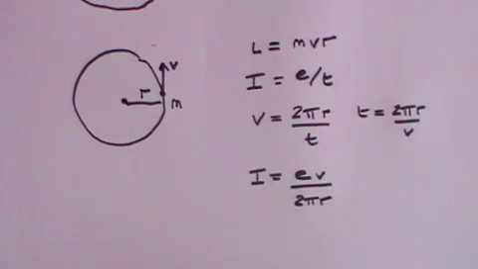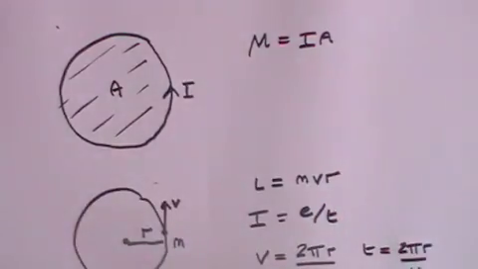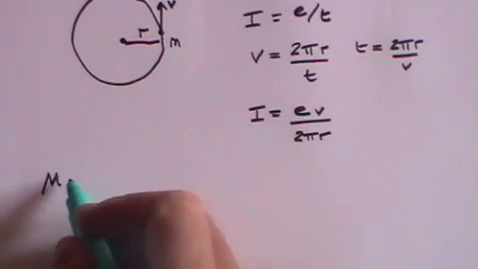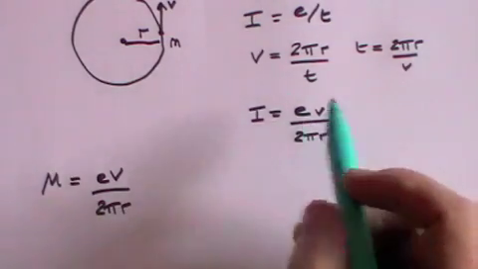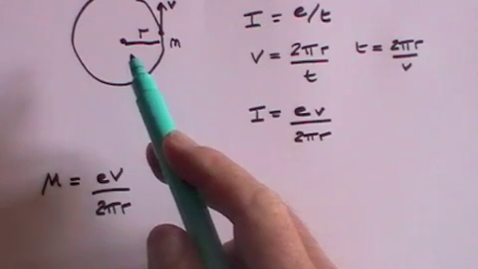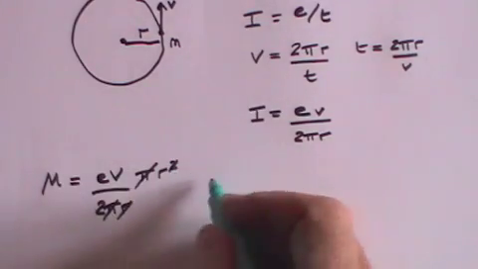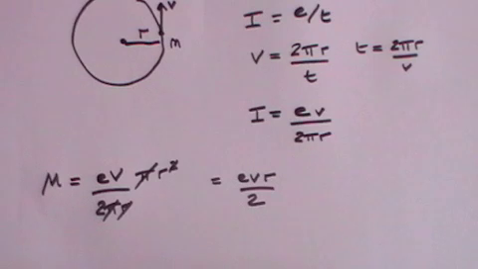So far, so good. Now, the magnetic moment is the current times the area. So the magnetic moment for this electron is going to be the current, which is ev over 2πr from here, times the area, which of course is πr squared. So the π's go and one of the r's goes, and you're left with evr over 2. So that is the magnetic moment of an electron which is orbiting the nucleus. We are being very classical here, of course.